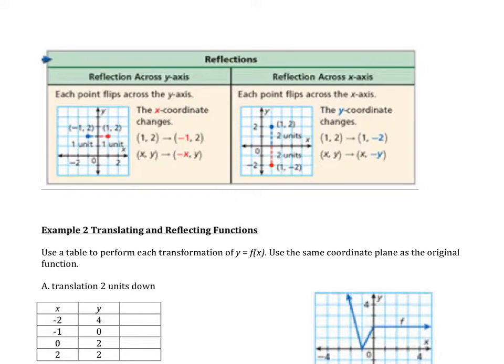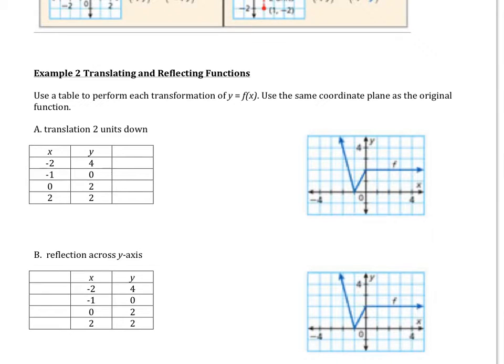Reflections. When we're reflecting across the y-axis, only the x-coordinate is what changes. Okay, because it's just going right straight across the y, and then vice versa when we're reflecting across the x-axis. The x is going to stay the same, and the y is going to change.